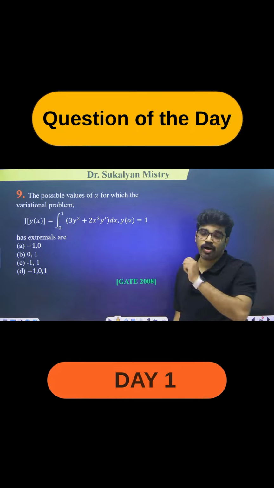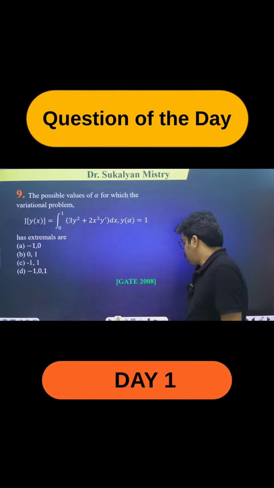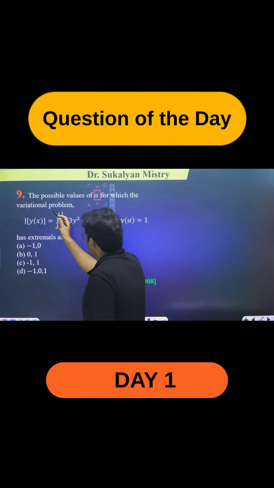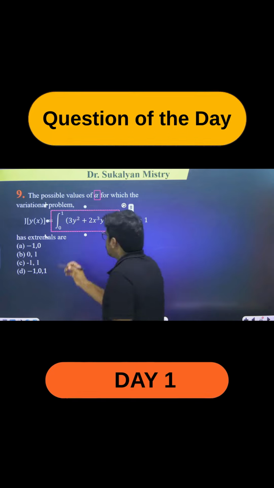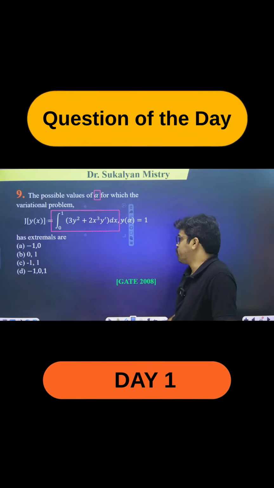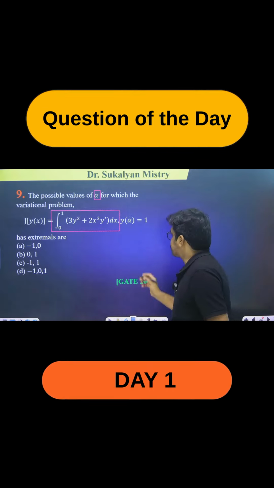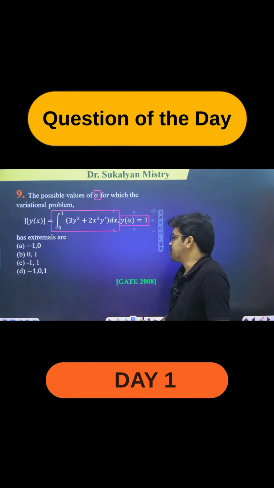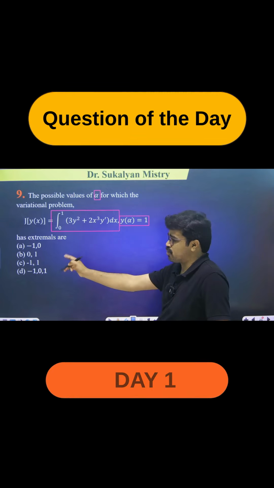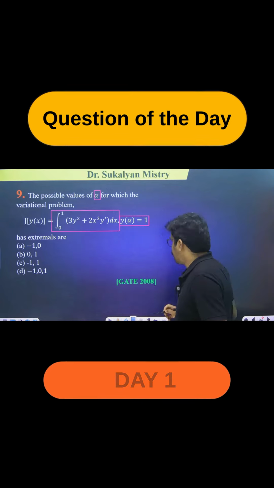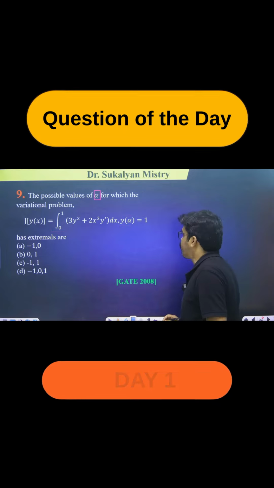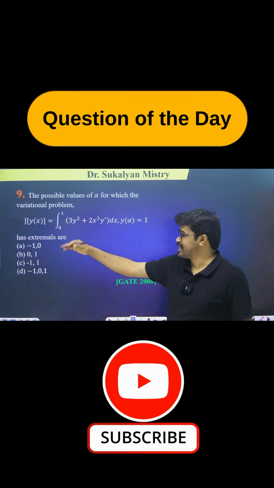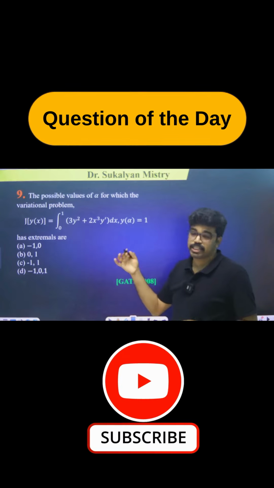We have to find the possible values of alpha for which the variational problem, the integral from 0 to 1 of (3y squared + 2x cube y dash) dx, with the boundary condition y(alpha) = 1, has extremals. So basically we have to find the value of alpha for the following functional. It is given that it has an extremal, that is, the solution satisfies the boundary conditions.